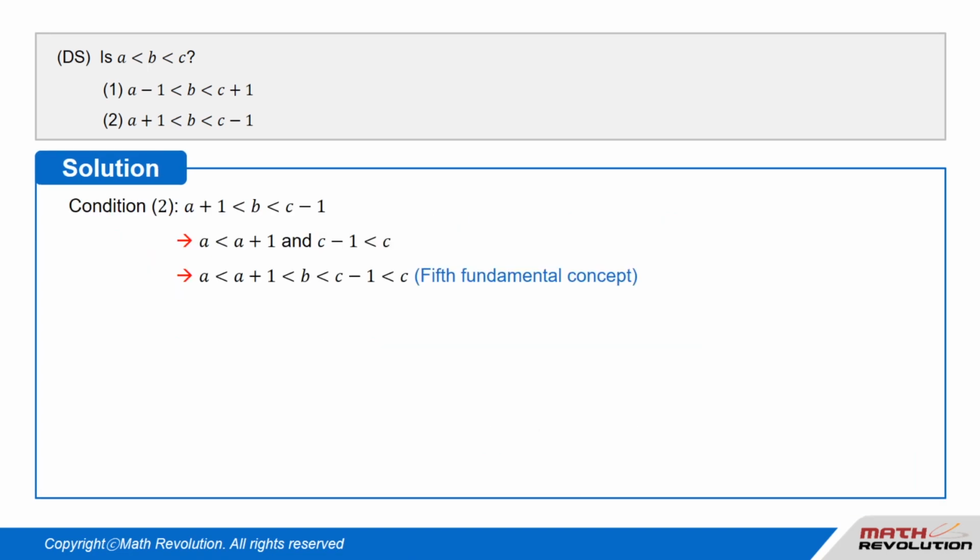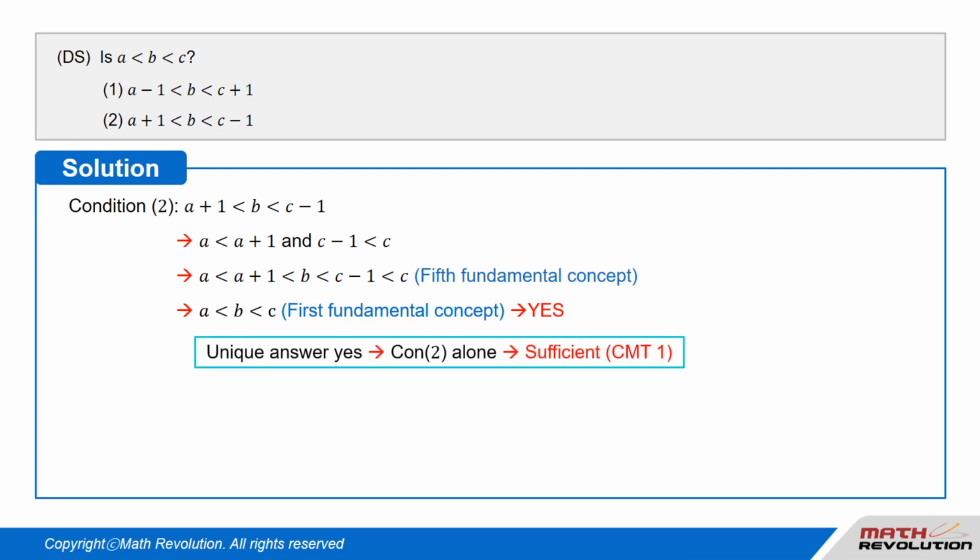Condition 2 tells us that A plus 1 is less than B, which is less than C minus 1. Now, A is less than A plus 1 and C minus 1 is less than C, so we get A is less than A plus 1, which is less than B, which is less than C minus 1, which is less than C, by the fifth fundamental concept in inequality. Using the first fundamental concept in inequality, we can write A is less than B, which is less than C. The answer is unique yes, so the condition is sufficient according to CMT1, which states that the answer must be in terms of a unique yes or no.